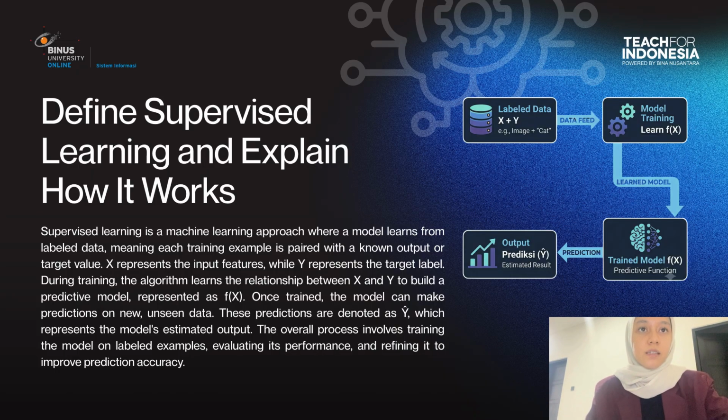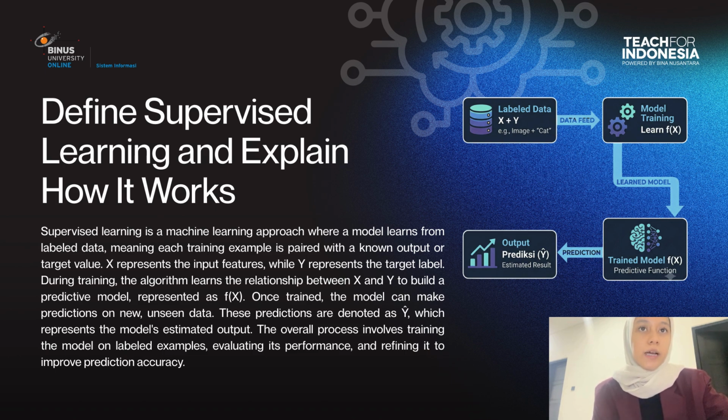First, define supervised learning and explain how it works. First, let us understand what supervised learning is. Supervised learning is a machine learning approach in which a model learns from labeled data. In other words, every training example consists of input data together with its correct output or target value. Here, X represents the input features, while Y represents the target label. During the training process, the algorithm learns the relation between X and Y and creates a predictive model, which can be represented as f(X).